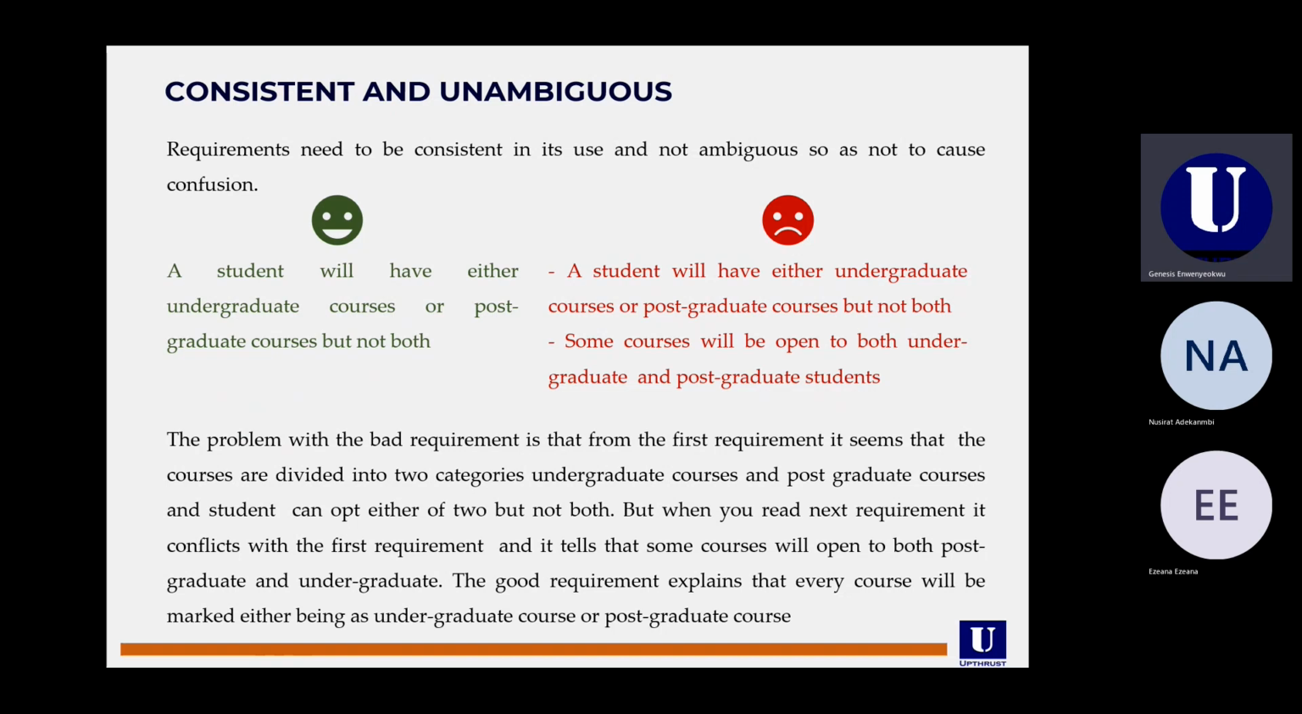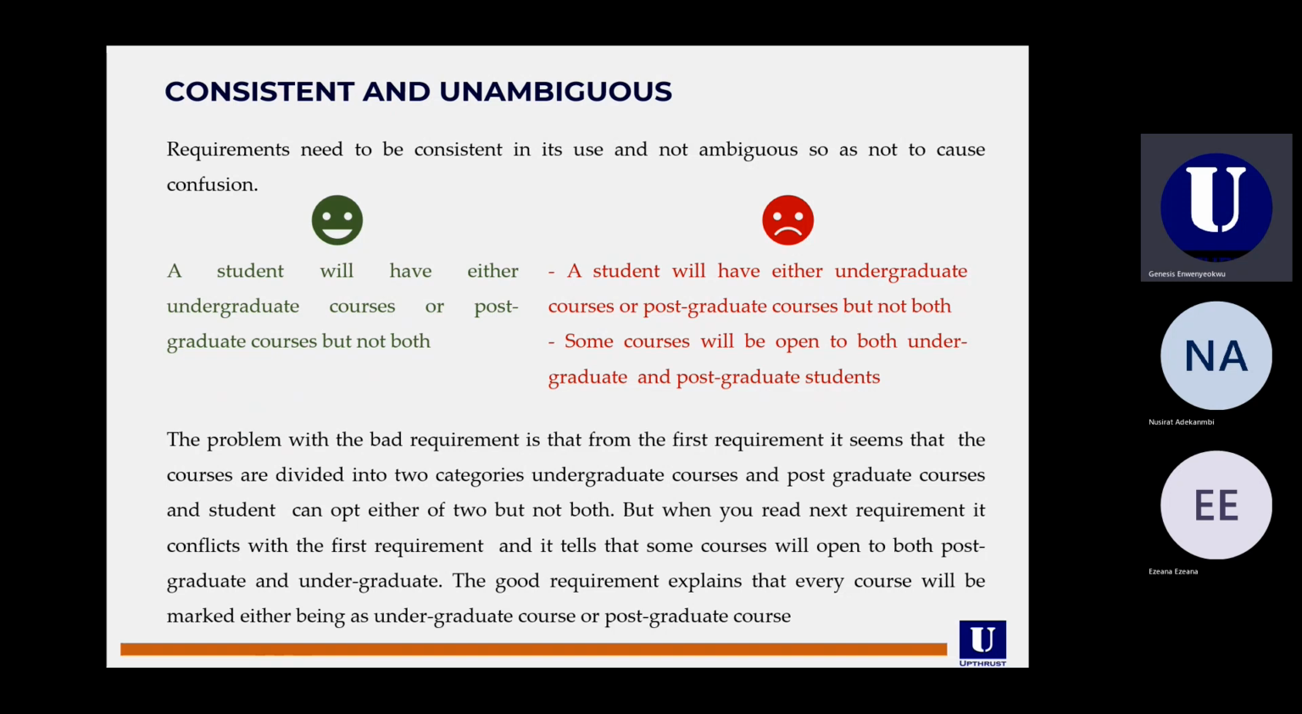So an example of a bad requirement is that a student will have either undergraduate courses or postgraduate courses, but not both, right? And then you go ahead and say in another place that some courses will be open to both undergraduate and postgraduate courses. You're basically trying to confuse your stakeholders: students can have access to undergraduate and postgraduate courses, and they can't have access to both. And then you come here and say there are some courses that will be open to both undergraduate and postgraduate students. You're basically confusing your stakeholders.